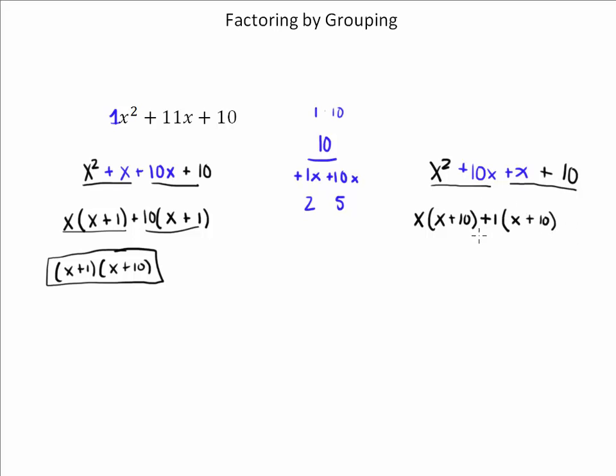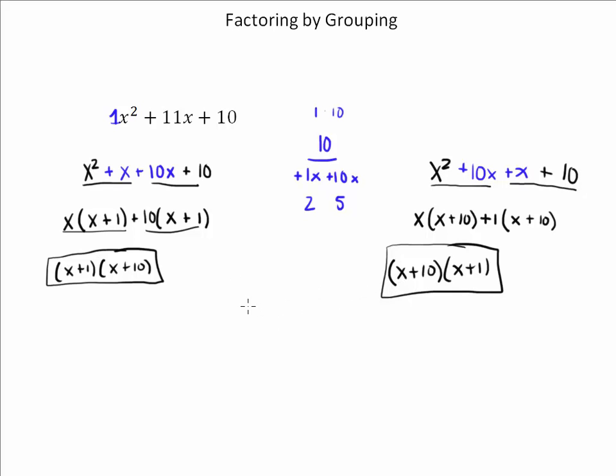Okay, I definitely want to write that x plus 1 right there. It will be very important on the next step. Next thing I want to do, I pull out those x plus 10s, and that leaves me with x plus 1 as my final answer. And you'll see these two answers are actually the exact same thing. It's just my factors are written in a different order, and that is totally fine.